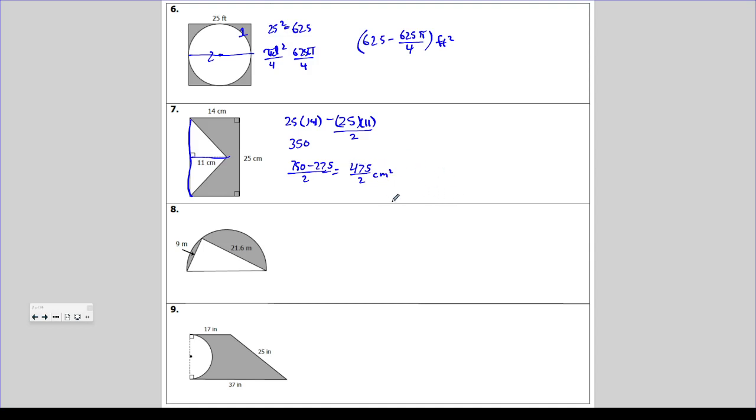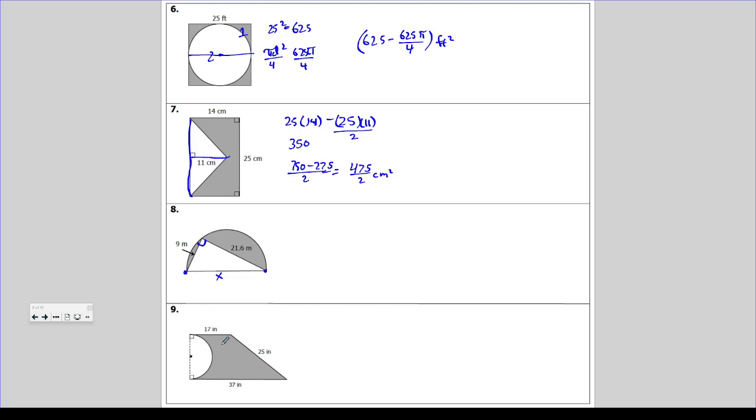Okay. This one relies on us knowing from chapter 10 that since this is the diameter of the circle, and this is an inscribed angle of that diameter, it must be 90 degrees. So then we can use Pythagorean theorem with 9 and 21.6 to find this diameter. So we can find the area of the semicircle using that diameter, and then we know the area of this triangle is 1/2 times 9 times 21.6. And then in number 9, we have a trapezoid.